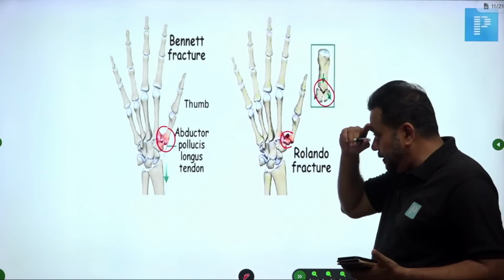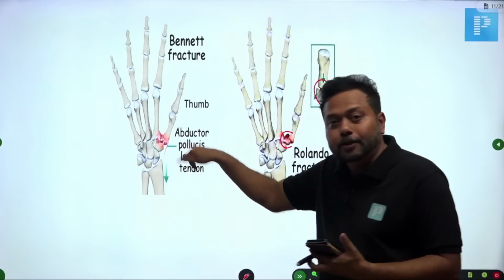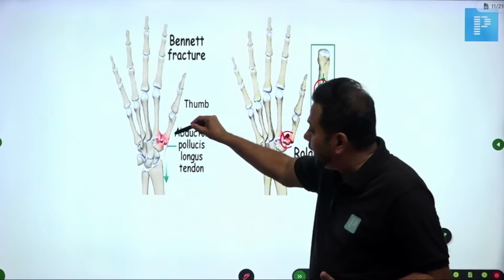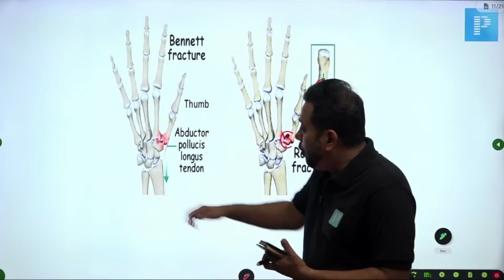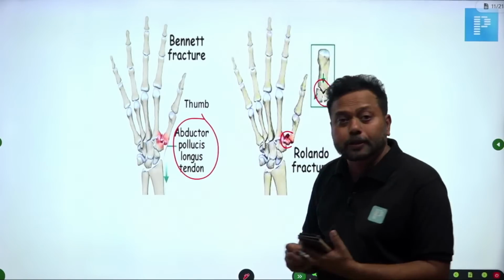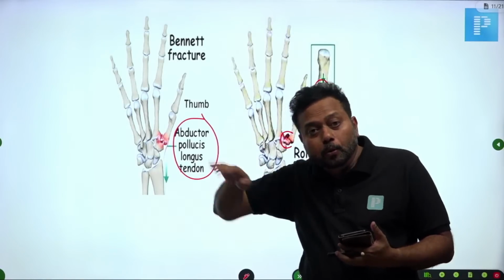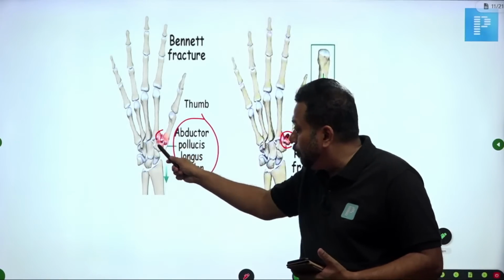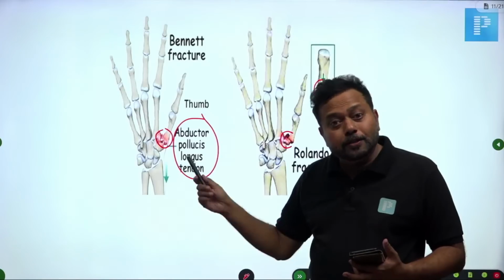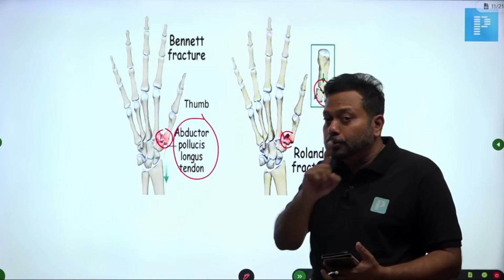You see, dear friends, the problem with Bennett fracture, even though this is a very simple fracture, is that it should be fixed with a K-wire because one fragment is attached to the abductor pollicis longus tendon. When the fracture happens, abductor pollicis will always pull. There is a chance that this can go for non-union, and it's inside a joint also. We need full function. So this fracture should be fixed.